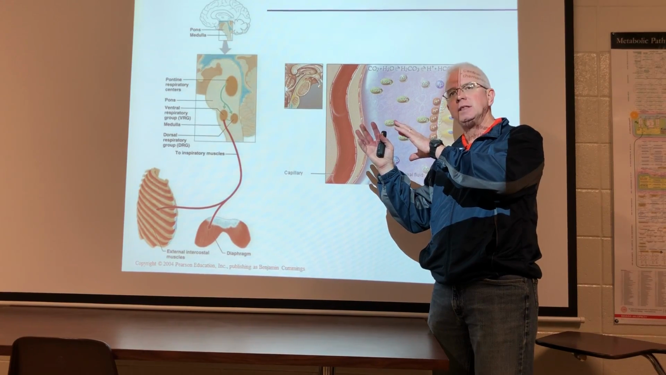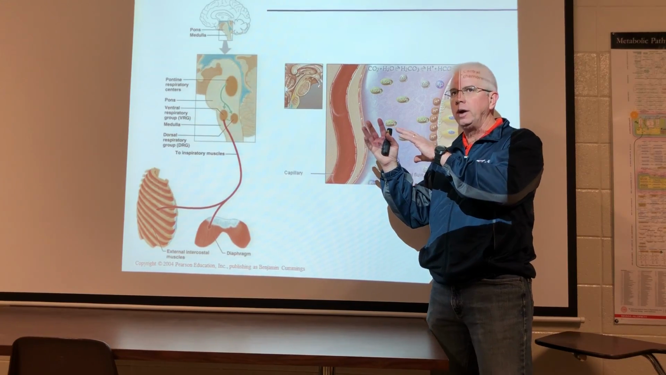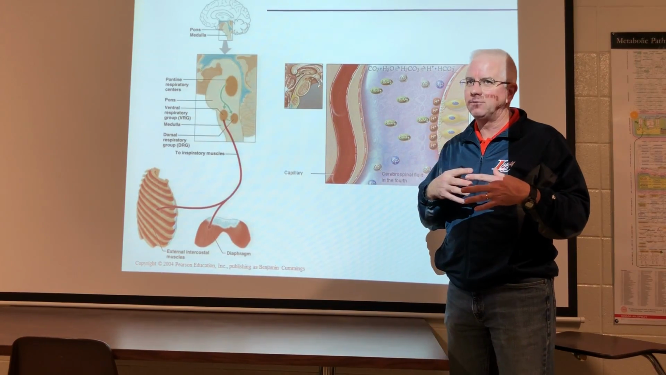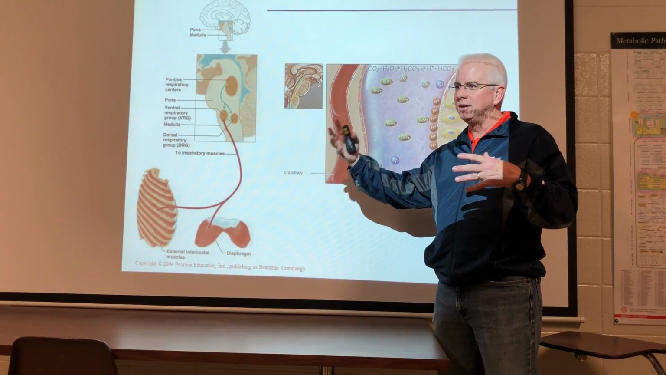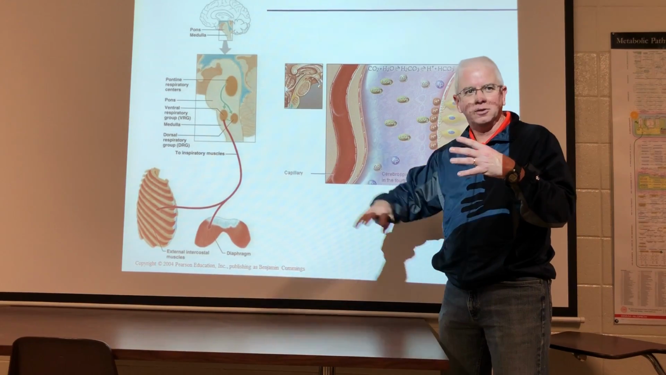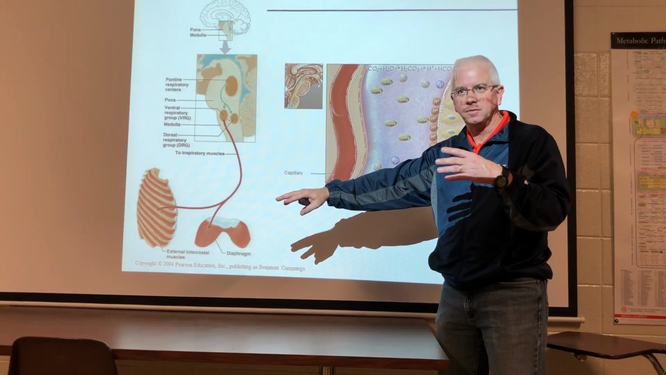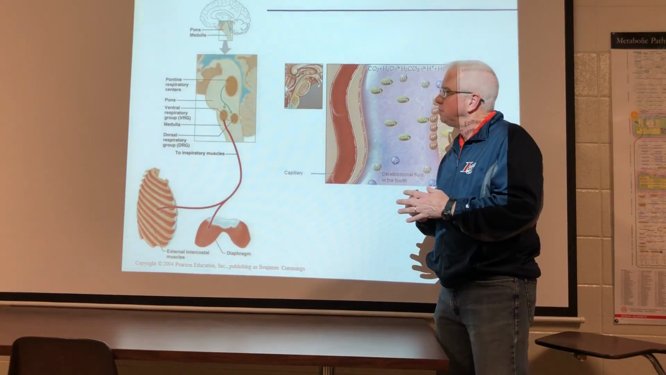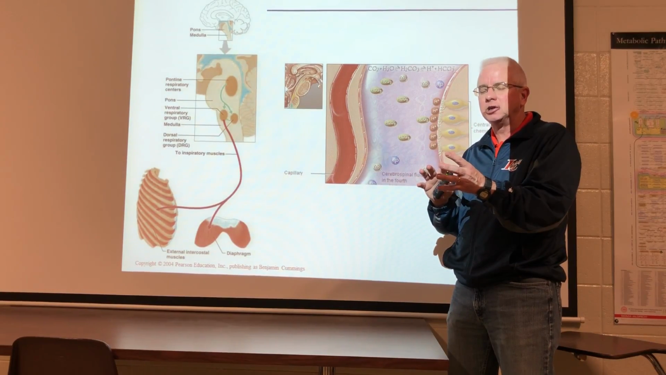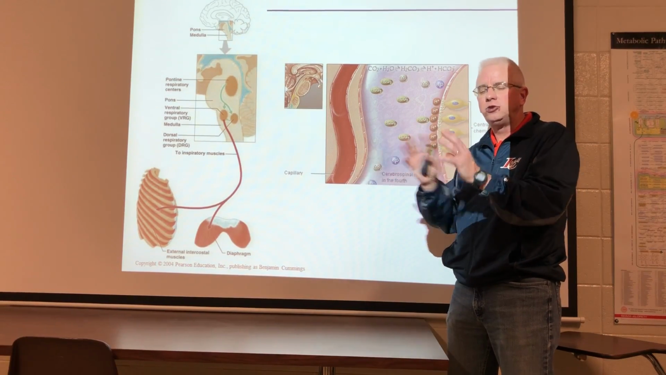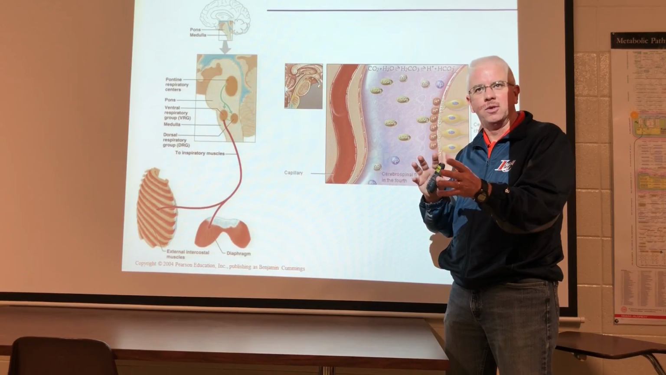So I have information coming from the aortic arch and the carotid sinus coming to the medulla, and I have information leaving the medulla going to the heart to influence it, and I have information going from the medulla to the spinal cord to influence the blood vessels for blood pressure. So I have respiratory and cardiovascular information on a two-way highway with the medulla.